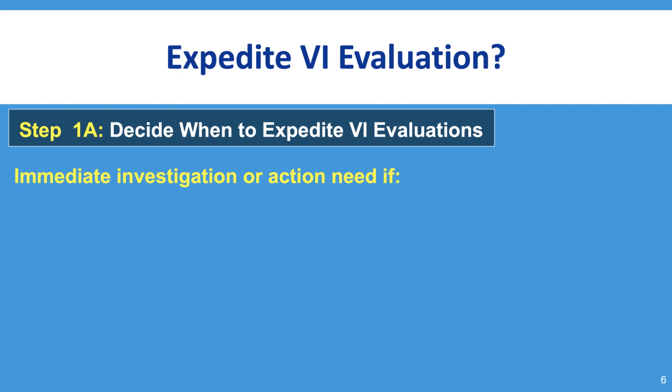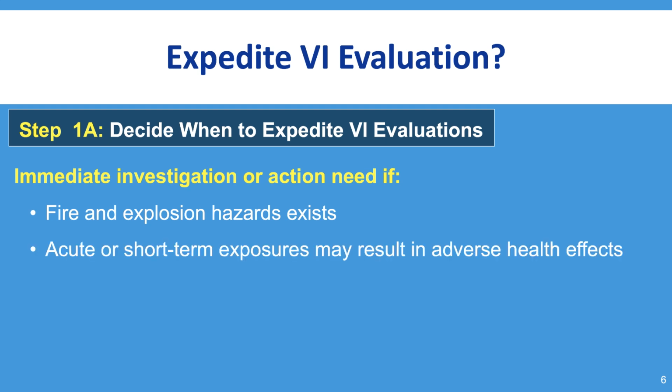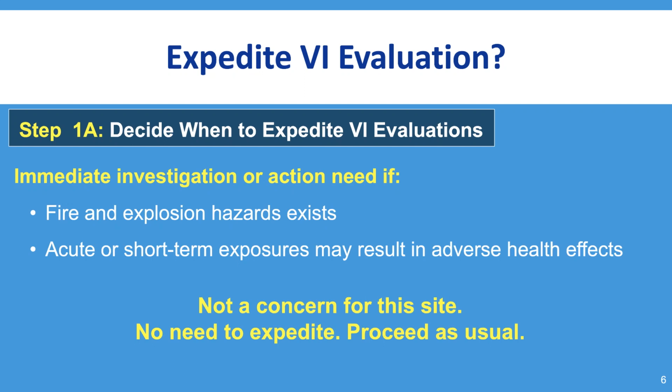The first step in the process, Step 1A, helps us decide when to expedite VI evaluations. Immediate investigation or action should be taken if a fire or explosion hazard exists, or if acute or short-term exposures could result in adverse health effects. Neither of these are concerns for this site, so there is no need to expedite this investigation. Therefore, we will proceed as usual.